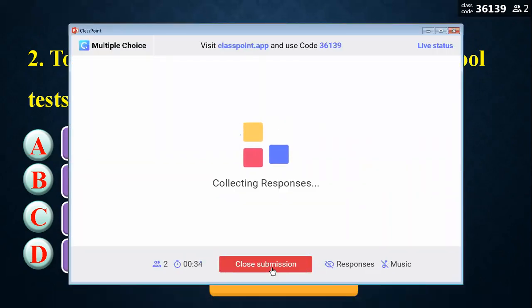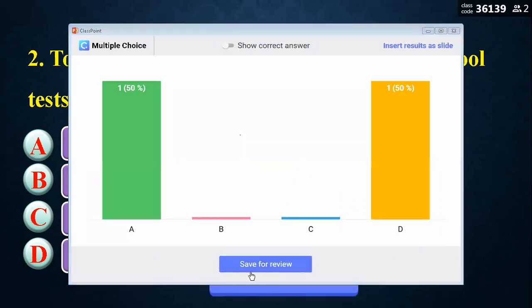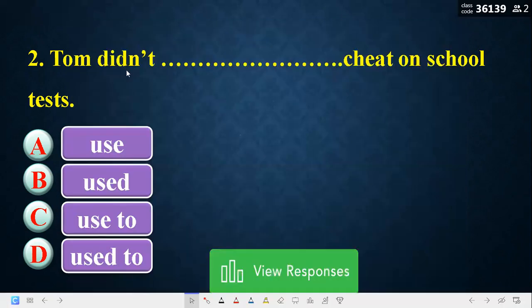طيب نقفل كده ونشوف الإجابة. طيب أنا شايف أيضا واحد مجاوب A وواحد مجاوب D. طيب الإجابة الصحيحة هتبقى ولا A ولا D، هتبقى C. وده يمكن الكلام اللي أنا قلته لكم. قلت لكم إن مع didn't بستخدم use to. use فقط. didn't use to. هي دي الإجابة الصحيحة اللي هي letter C.